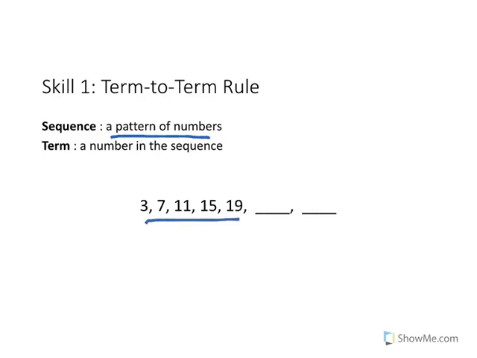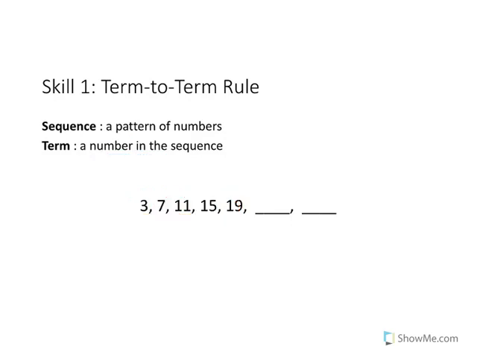It follows a pattern. And if we look at the pattern, it goes up by a certain amount each time. A term is basically a number in the sequence. So this is a term, that's a term, this is a term, that's a term, and this is a term. They're just simply numbers in the sequence.